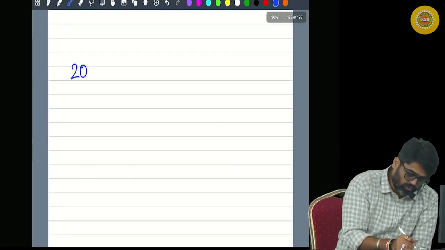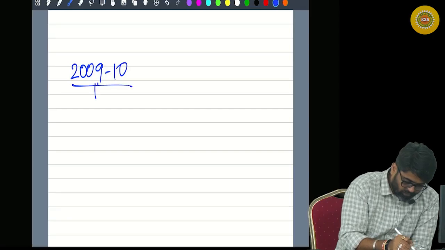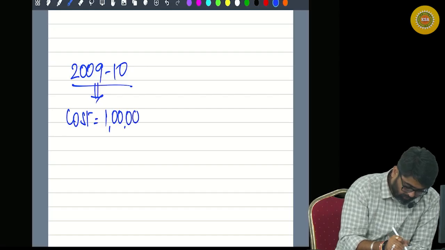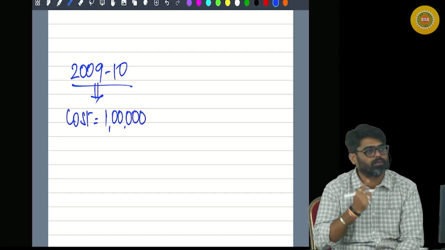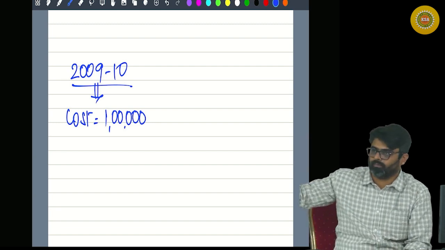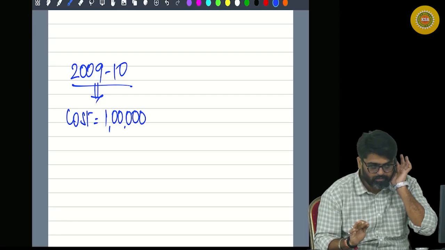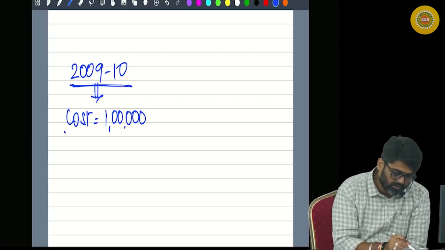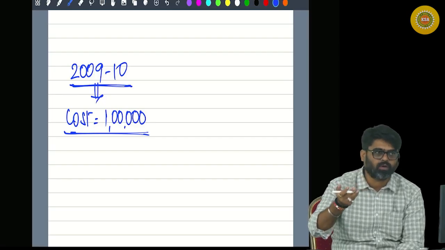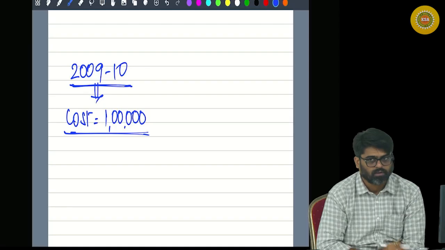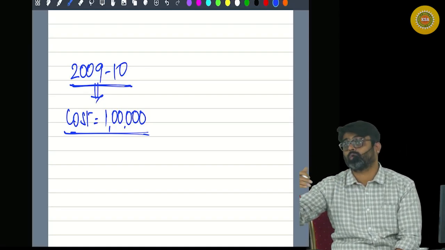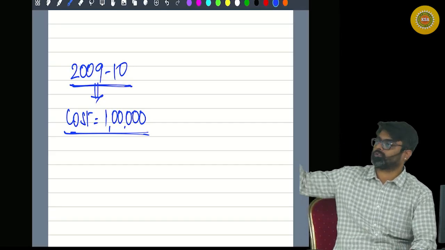If in 2009-10 I have incurred a cost of rupees 1 lakh, cost of acquisition or cost of improvement, whatever it is. Now tell me, if the cost was incurred in 2009-10, at that time was the inflation the same or different? Compared to today, the inflation was less. And over a period of time, due to inflation, don't you think this cost would have also increased?